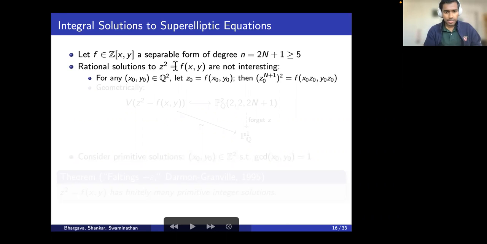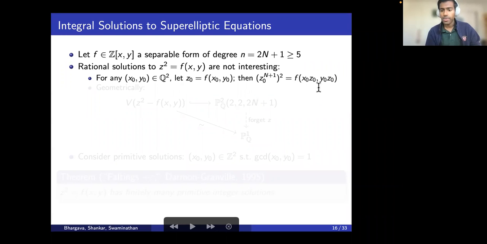Now, if you look at the equation z squared equals f of x, y, that's called a superelliptic equation. And it's not very interesting to study the rational solutions to this equation. The reason is that if you take any two rational numbers, x naught and y naught, you can just set z naught to be f of x naught, y naught. And then z naught to the big N plus 1 squared will be equal to f of x naught z naught, y naught z naught.